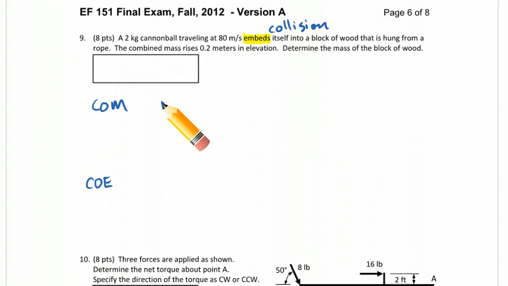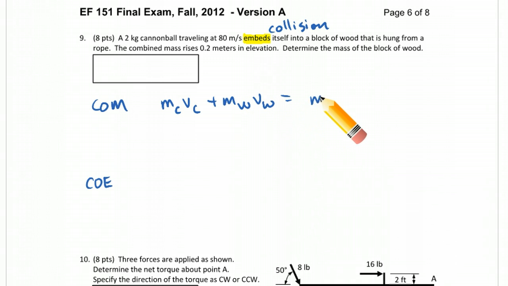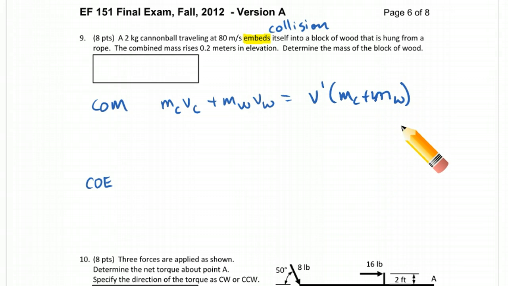says that the mass of the cannonball times the velocity of the cannonball plus the mass of the wood times the velocity of the wood before the collision, and these things combine, so they embed. So this is a perfectly inelastic collision, so I'll go ahead and write it as just, they'll have the same final velocity, times the mass of the cannonball plus the mass of the wood.